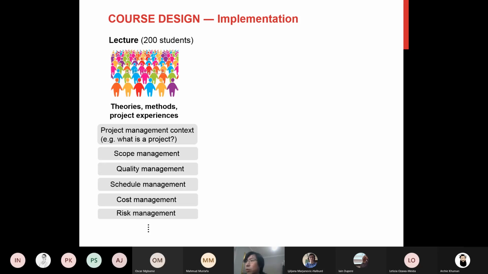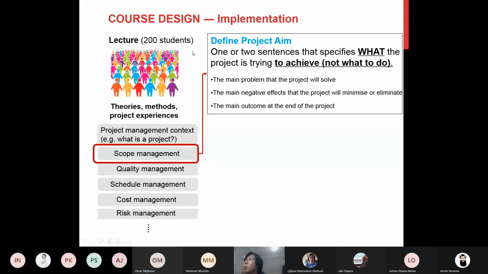So here I mention two examples for information. For instance, for the scope management, we let students know how to define the scope of the project with a clear aim and objective. So they also need to know how to work this out. The strategy we use is theory, daily life example, and practice, and show clearly the links between them. For example, for defining the project aim, we introduce a definition. That is one or two sentences that specify what the project is trying to achieve, not what to do. Then we provide clues for the students to think about their aim. So we provide a way of thinking.